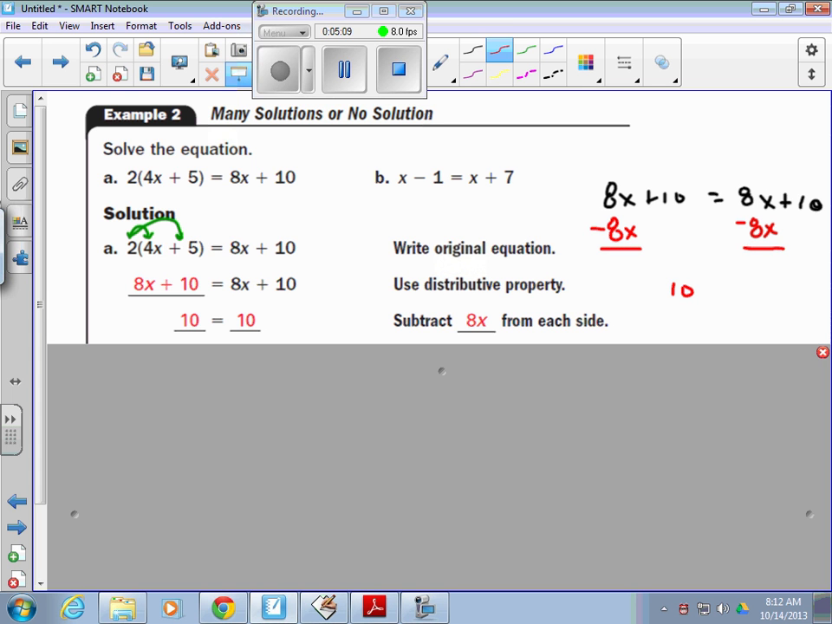It leaves you with 10, because these would cancel out. 10 equals 10. These would cancel out as well. Notice that's a true statement. If you subtracted 10 on both sides, you get 0 equals 0. But that is a true statement.